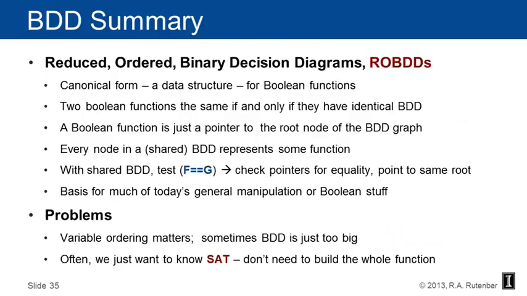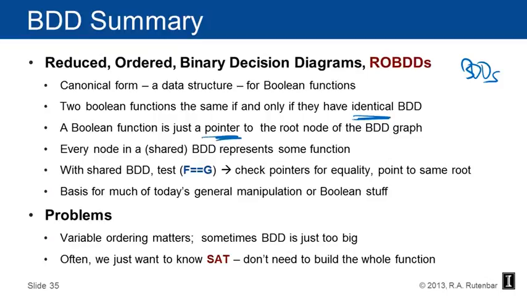So here we are. We're at the end of our lecture on the first really practical and important data structure for us: reduced ordered binary decision diagrams, ROBDDs, or what everybody just calls them, BDDs these days. They're a canonical form. They're a data structure for Boolean functions. Two Boolean functions are the same if and only if they have an identical BDD. A Boolean function is just a pointer to the root node of a BDD graph.